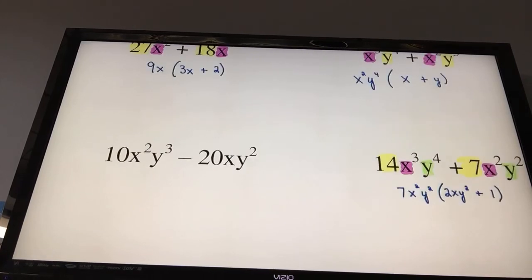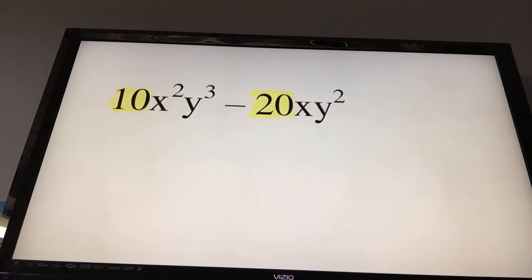Okay, and the last one. Let's get the biggest one here. Common factor, 10. Get that biggest one, because 2 goes in there, and 5 goes in there. We want to make sure we get the biggest one. I have an x to the 2 and an x to the 1, so that means that x to the 1 is my common, and a y to the third, and a y to the second. So what's common is y to the second.